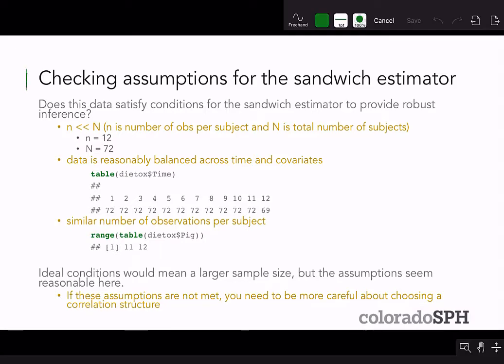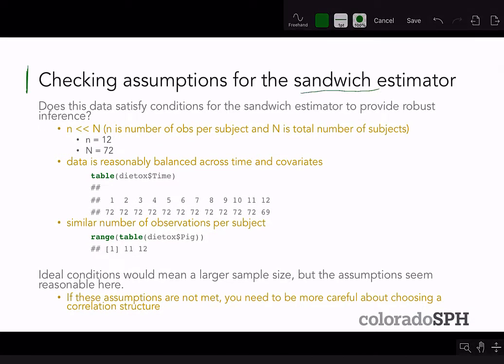So under ideal conditions for the sandwich estimator, our estimates for the standard error should be robust to your choice of working correlation structure. And so how do we know that those assumptions are satisfied? When I say robust, what I mean is that the estimates that you get for the standard errors, as well as the inference based on those estimates, should be relatively similar across different choices of your working correlation if the assumptions for the sandwich estimator are met. So it's good to check them anytime that you run a GEE.